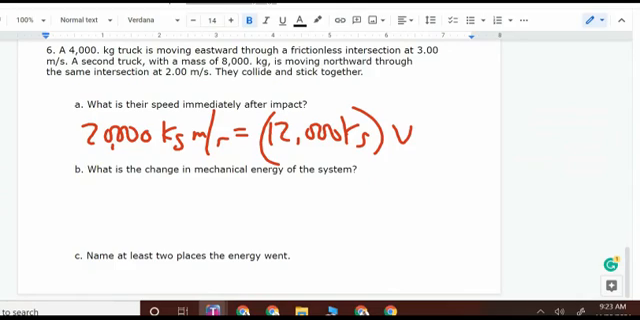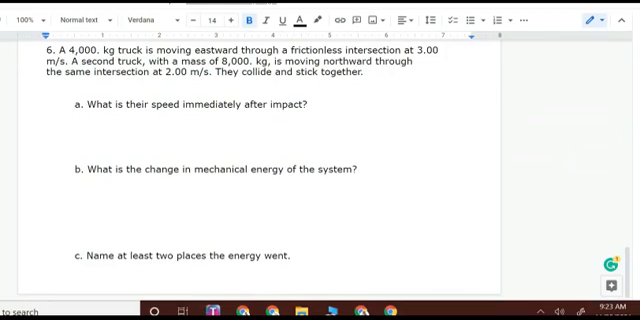What is the change in kinetic energy? We're not doing that till we do energy. Name the two places where the energy went. Well, in the collision, there's a sound. One car does work on the other. This is stuff we're not into yet, but we'll get into it. Lots of energy is transferred into the work done on deforming the car and all that.